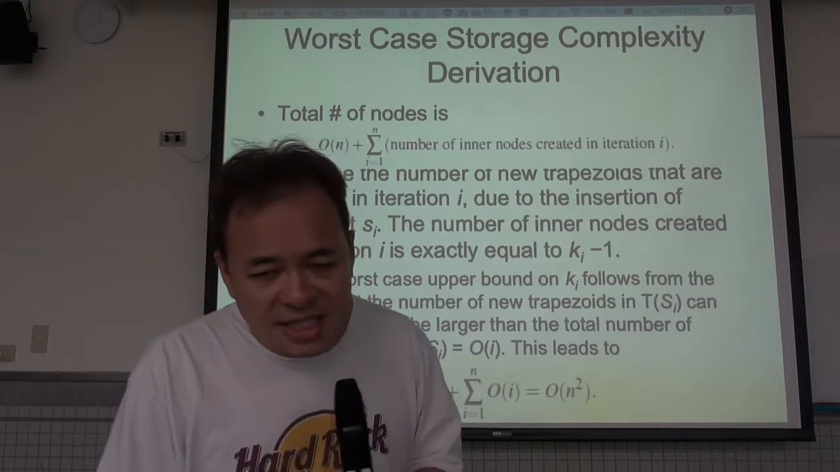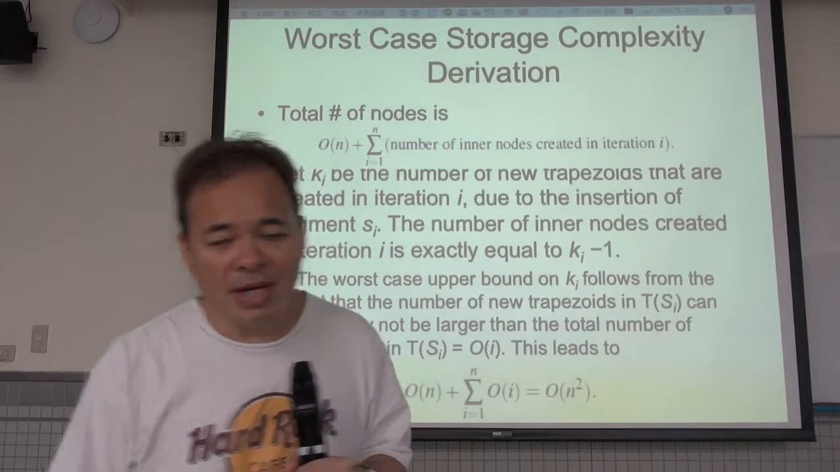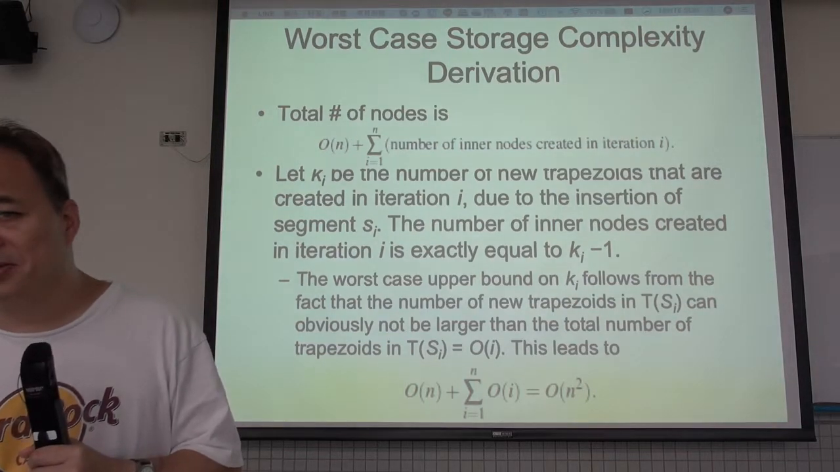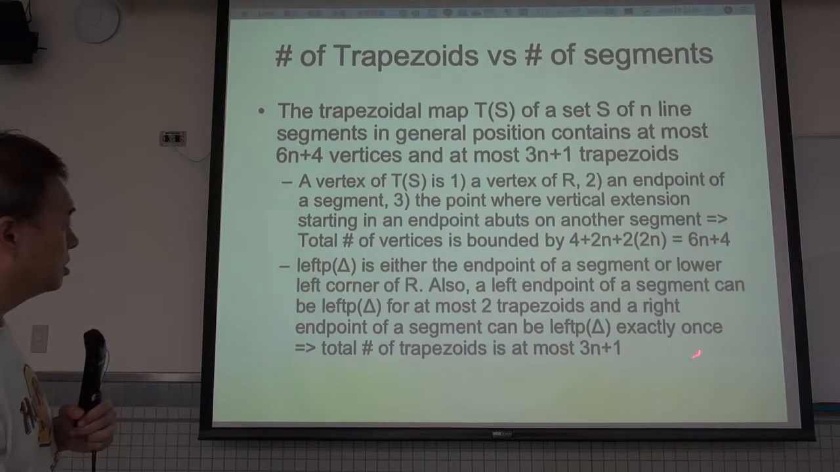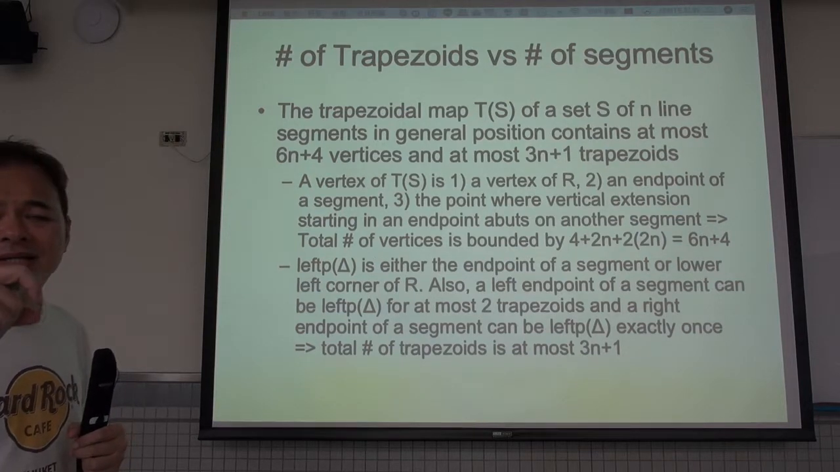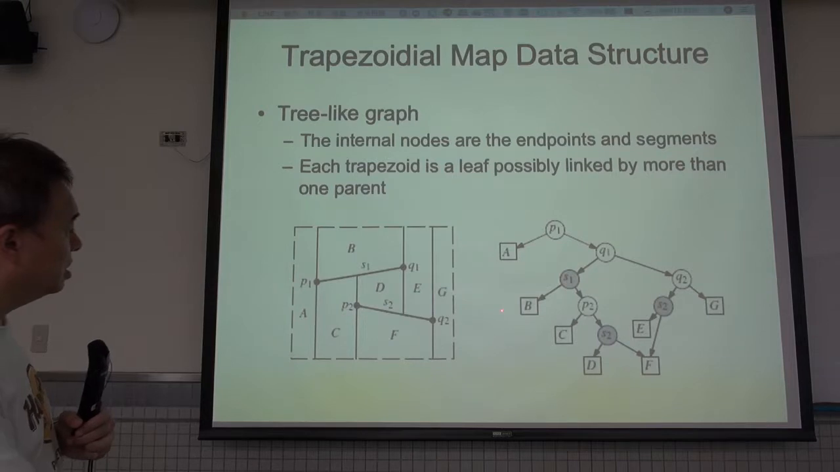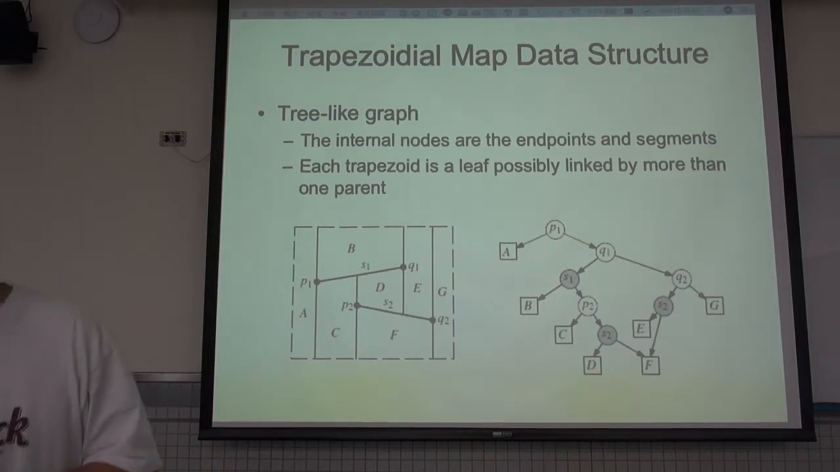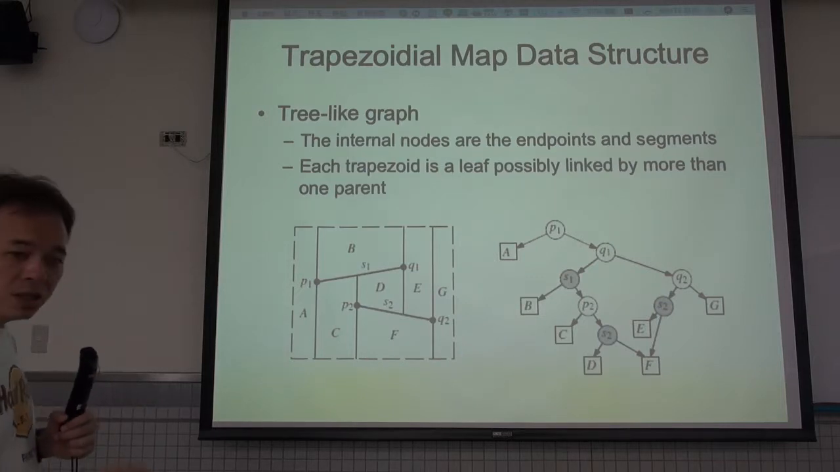Remember we said, after adding n line segments, how many trapezoids can we end up with at most? 3n plus 1, right? We talked about that here. For each of these trapezoids, it will become one leaf node in our graph. So those leaf nodes add up to at most 3n plus 1, so those will be big O(n). That's where the big O(n) comes from.